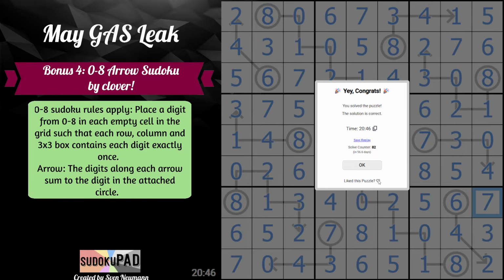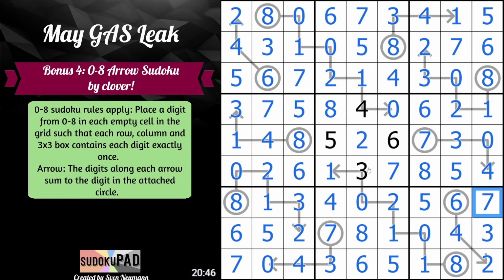to 8 arrow Sudoku by Clover. Got a little stuck on some of those arrows. Again, these are times where for some reason I just couldn't keep track of I have 0, 1 here or I have 0, 4 here. Because the second that I figure those things out, I should be thinking, okay, well, what do these pointing sets look at?